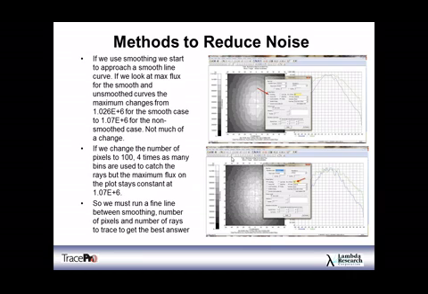Well, if we want to reduce the amount of noise, here's a good method for you. If we use smoothing, we can smooth across the whole distribution, and we can look at the max flux and make sure it doesn't move too far down. If we're jumping a lot in terms of flux, then we know maybe we should be tracing more rays. If we look at the difference between the unsmooth curve here at the top, I believe that's unsmooth.